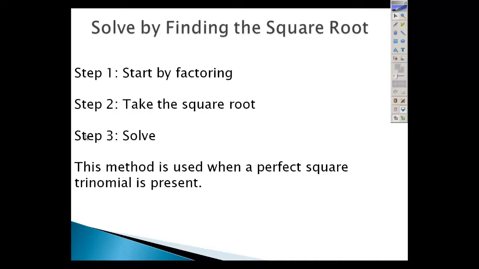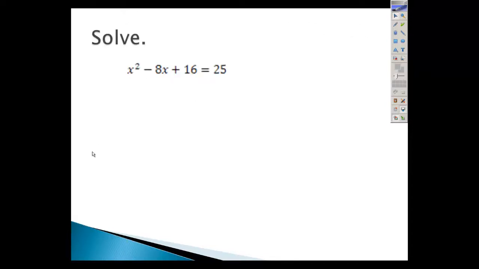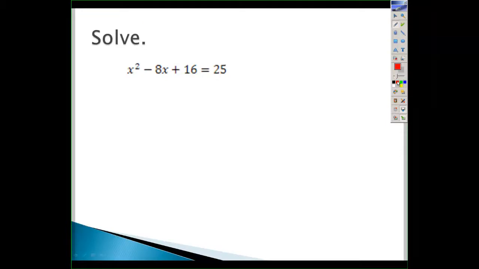Now, this is a huge skill. It's a little confusing at first, but we're going to spend 2 days on it and we're going to get it. So for example here, I want to solve this equation, and I want to solve it by using the square root.